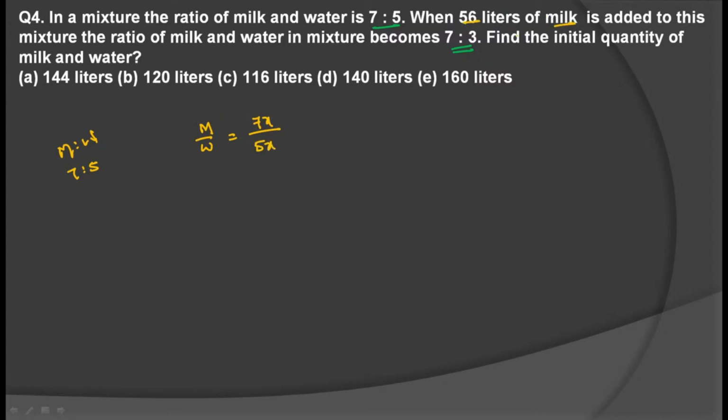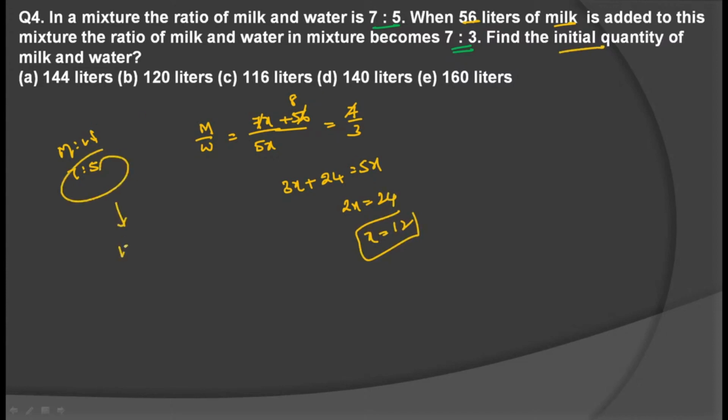When 56 liters of milk is added, we just add 56 liters of milk. Adding 56 liters of milk, now the ratio becomes 7 by 3. And we already know that 7 ones are 7, 7 eights are 56. Just cross multiply them. So 3x plus 8 threes are 24 exactly equal to 5x. Now you can get 2x is equal to 24. Now the x value becomes 12. Now here the question: what is the initial quantity of milk and water? Now guys, the initial quantity of milk and water is 12x. Now 12 into 12, the total is 144 liters.